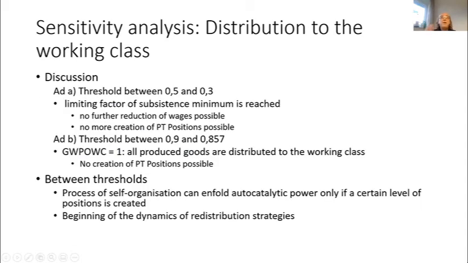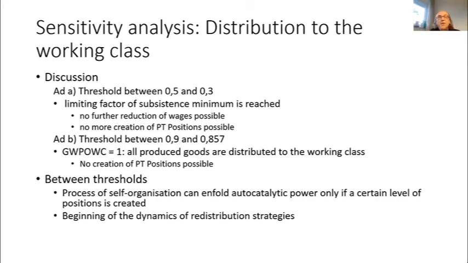These thresholds are relatively easy to explain, because the first threshold just indicates that the subsistence minimum was reached. So there is no further reduction of wages possible, because then each productive member of the social unit only gets what is necessary for subsistence, which also means that no more emergence of hierarchical positions is possible. The other threshold shows that if the working class has complete bargaining power, then all produced goods are distributed to the working class, and so no creation of positions is possible. However, in the threshold between 0.9 and 0.7, a self-organized process starts, which unfolds an autocatalytic power that is only possible if a certain level of positions is already created. And this is the beginning of the dynamics of redistribution strategies.